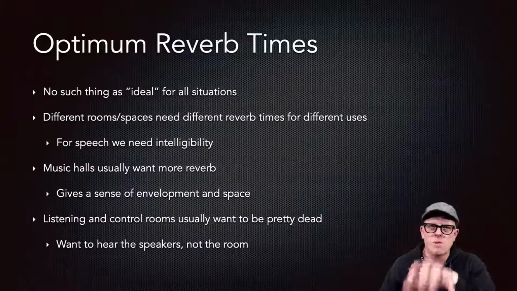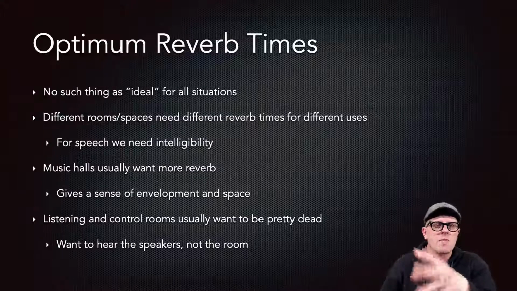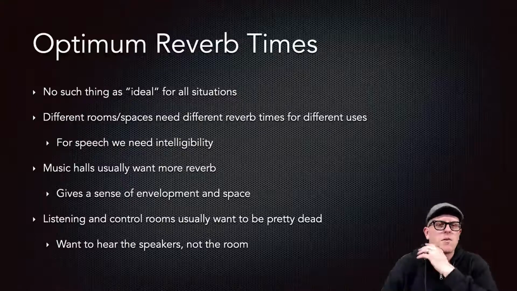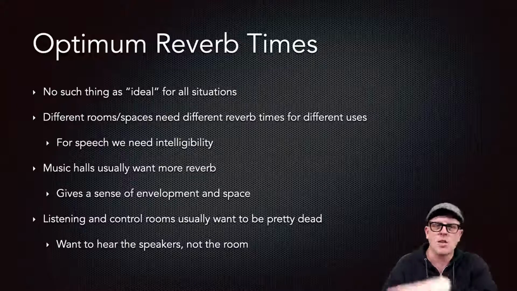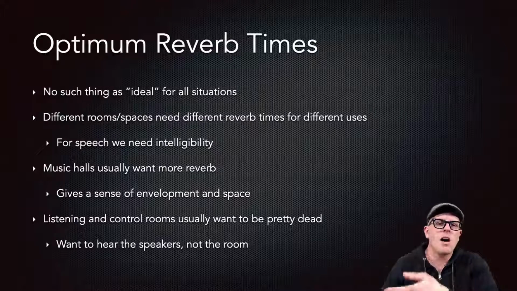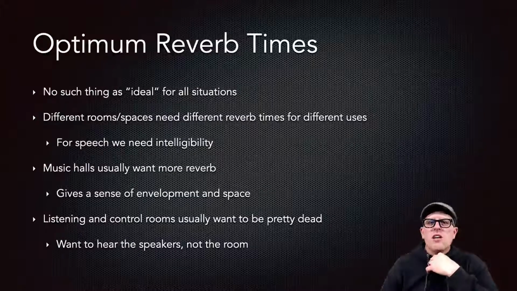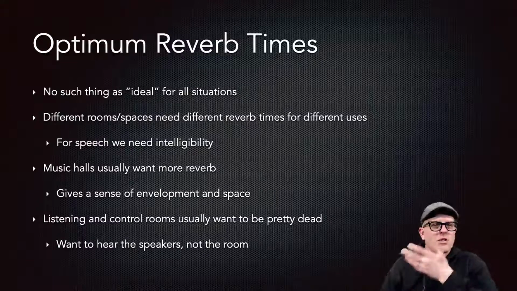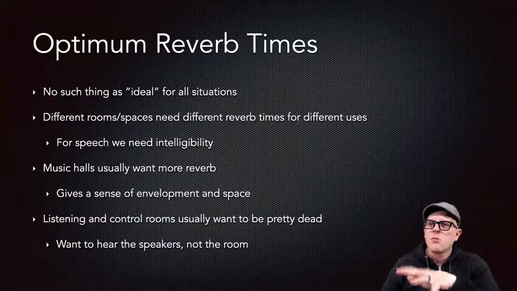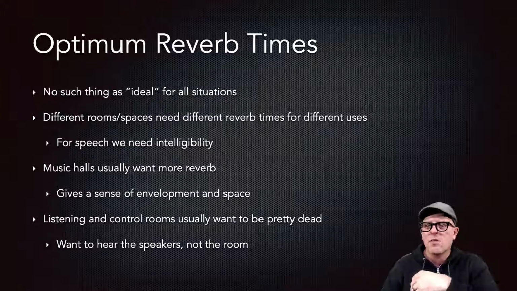So for speech, we need intelligibility. For music, we want a sense of envelopment, of space. Like I mentioned before, this is a challenge for churches where you're doing both of those things, and we're talking about the classic analog church where there's no electronics. This is tough. You have to make it a balance between the two. In modern performance halls and lecture halls, we now have added electronics, so we can usually make the room a little more dead, and we can add reverb in later, in post, with fake reverb if we want more reverb.